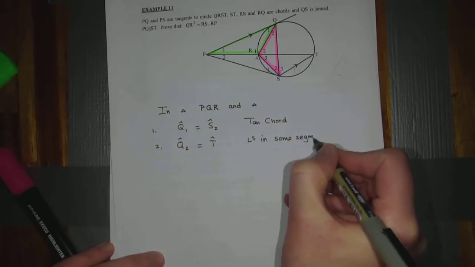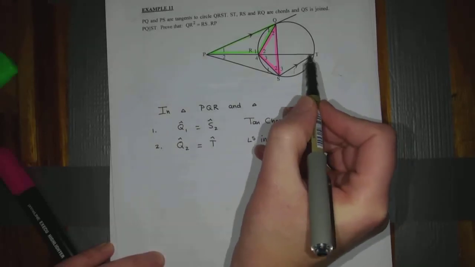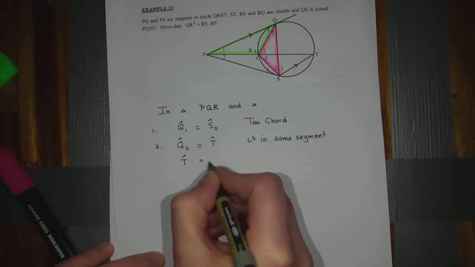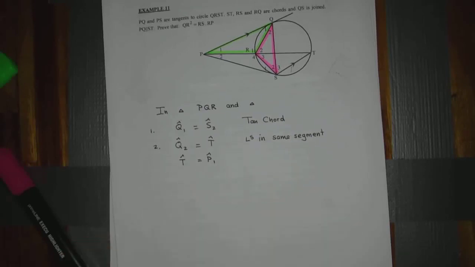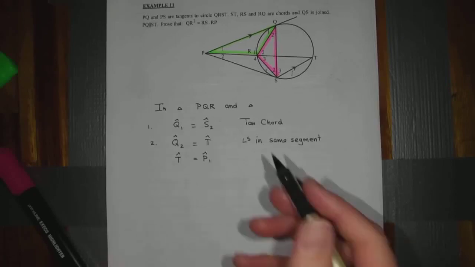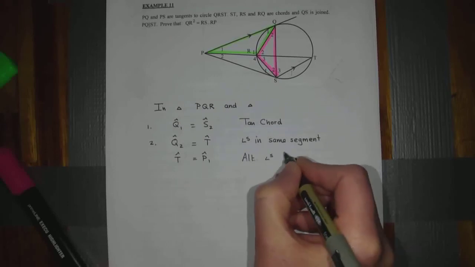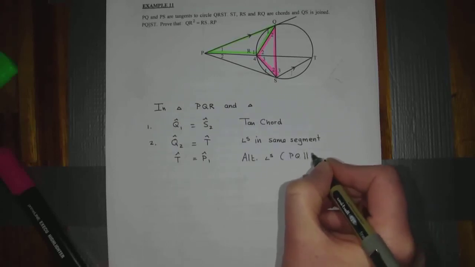Then we can jump from there saying, but angle T is equal to P1. Why is angle T equal to P1? Alternate angles. Sorry, Oliver, otherwise I'm going to ask you the whole time. Okay, so alternate angles because of the parallel lines. And don't forget to mention the parallel lines. So that's going to be PQ parallel to ST.